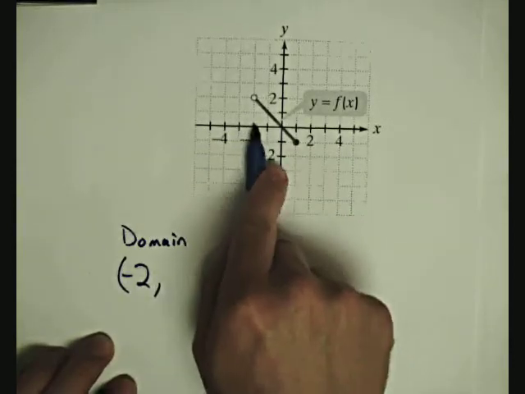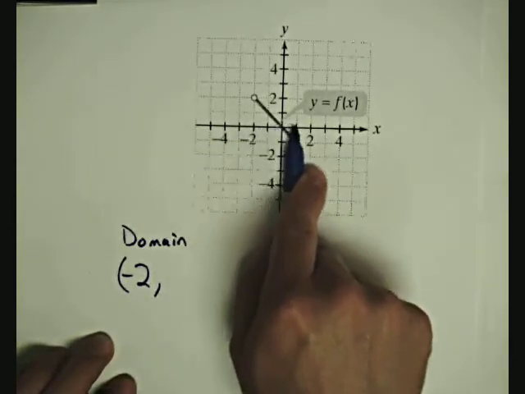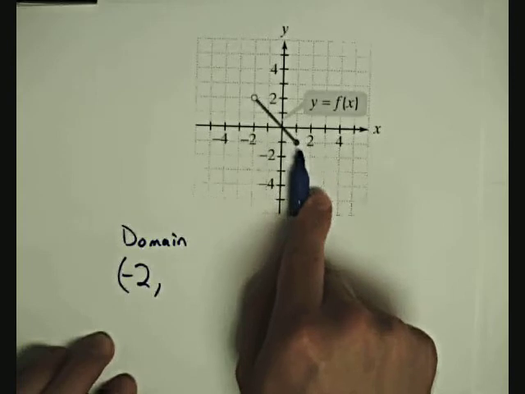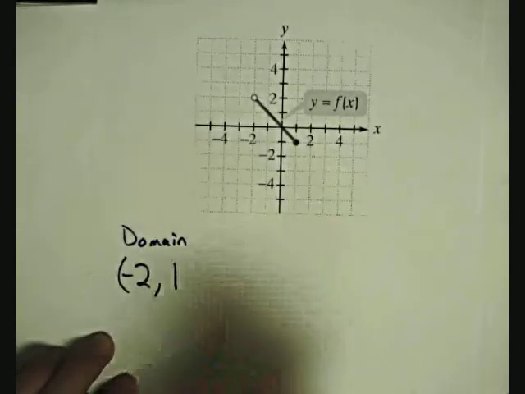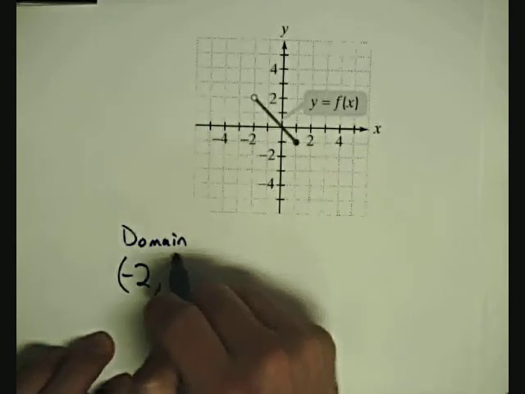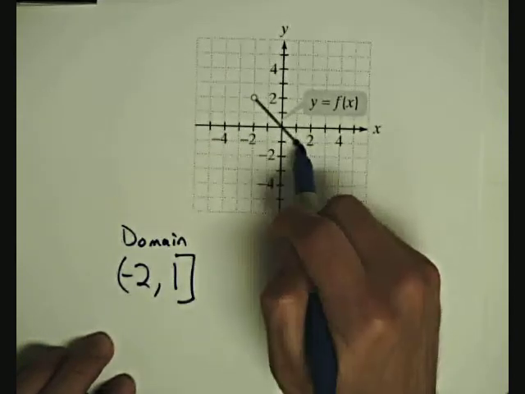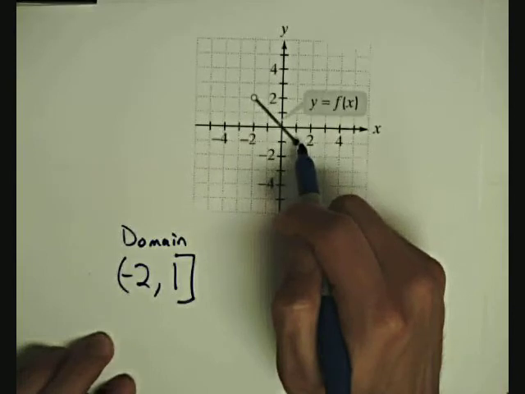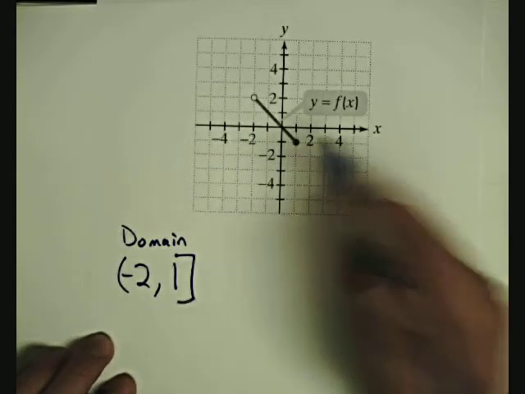The furthest right that our graph goes is here, and that's happening at x equals 1. This one has a filled-in circle, and so we will use a bracket to show that x actually equals 1.